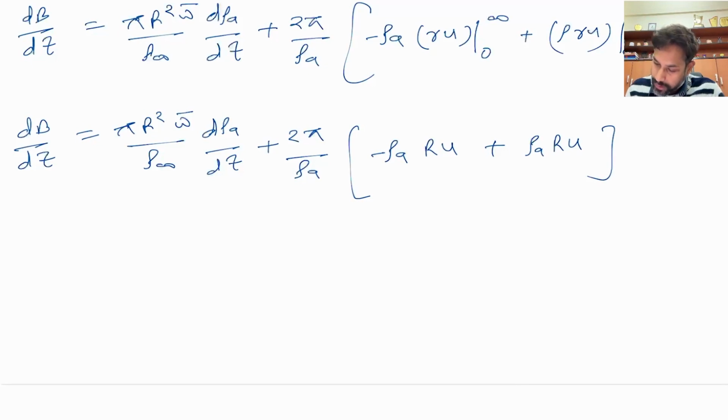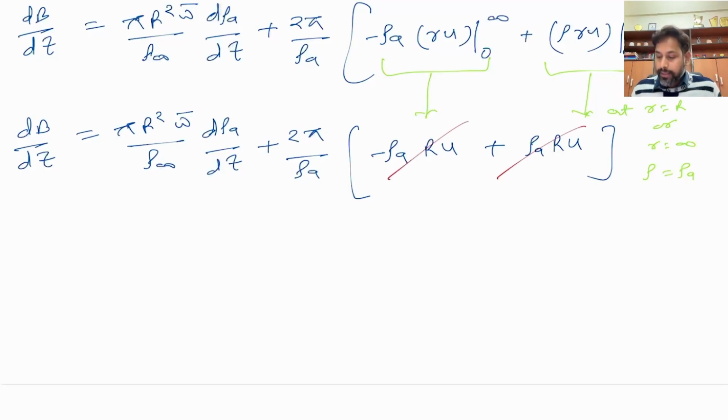So this actually, okay, so we assume that at r equal to r, or at r equal to infinity, your rho is equal to rho a. Okay, and that is why you replace rho with rho a, and that gives you this particular equation, and eventually both of them simply cancel out.